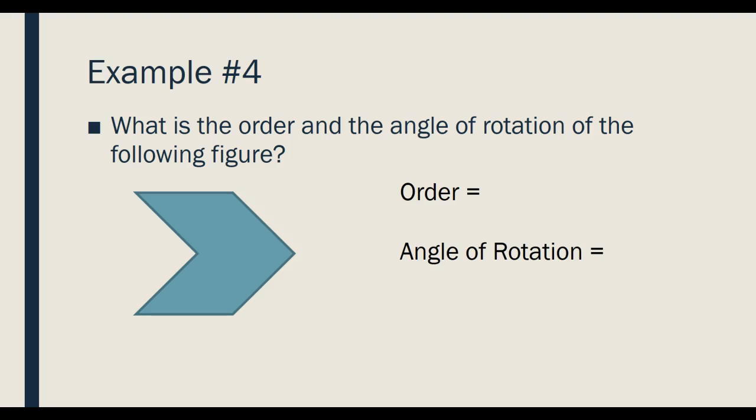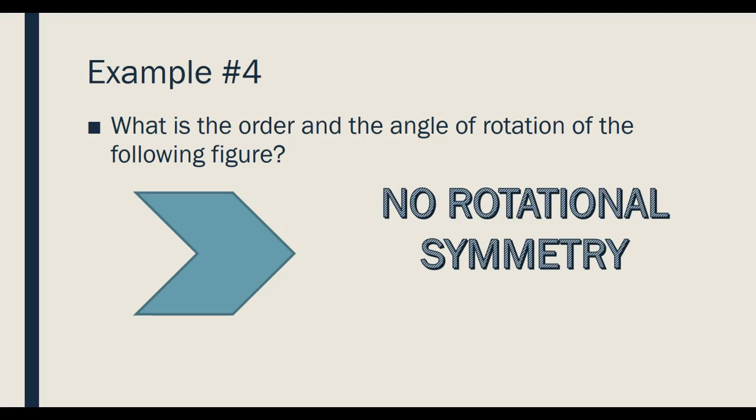Let's look at our fourth example. What is the order and angle of rotation of this figure? And although there are other kinds of patterns, there is no real rotational symmetry in this figure. So you could say that it has an order of 1, or that its angle of rotation is 360 degrees, that it will take us one complete circle spin to get us back to the original figure. But that's not something that mathematicians usually say. What we might say instead is that it has no rotational symmetry.